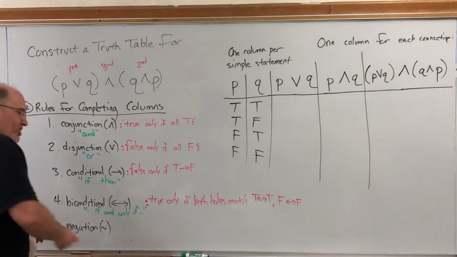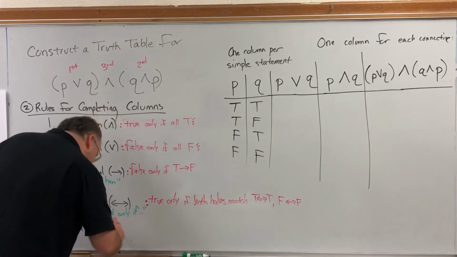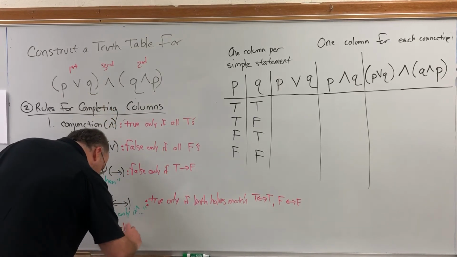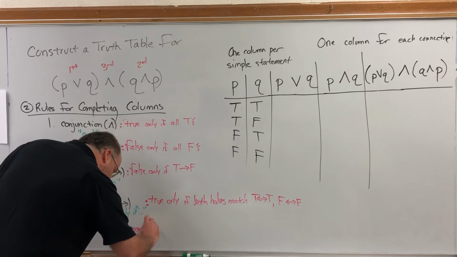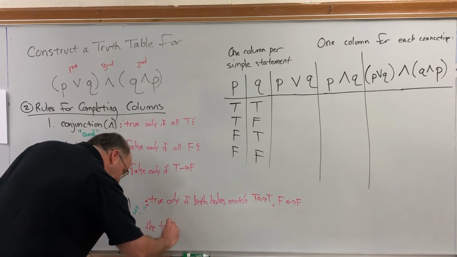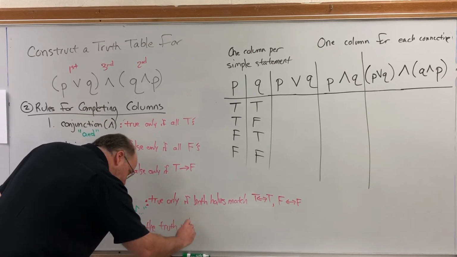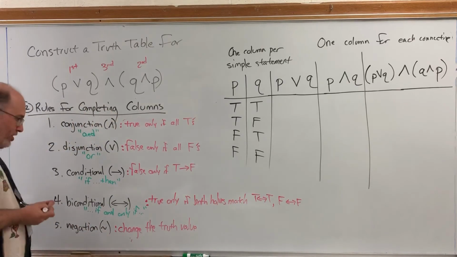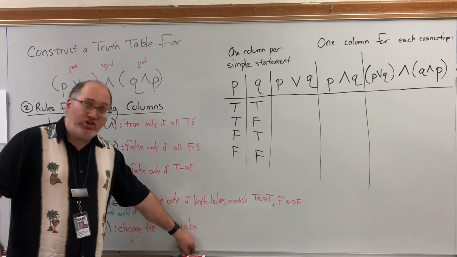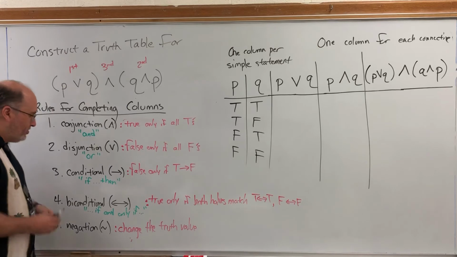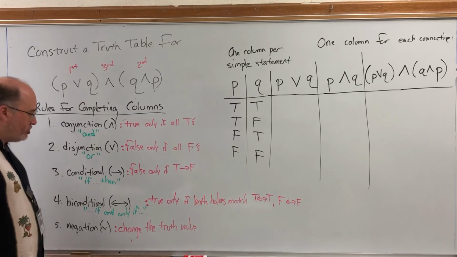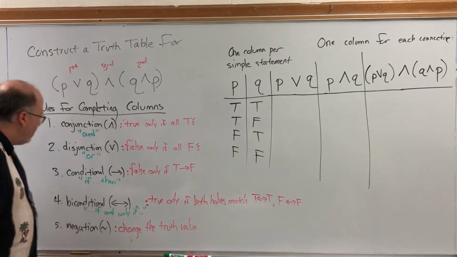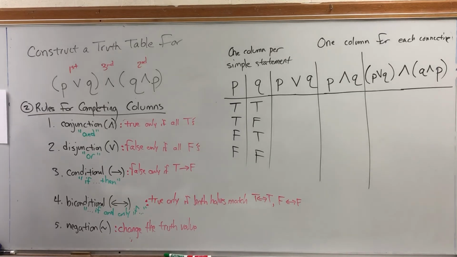And the rule for negation is easy. The rule for negation is you just change the truth value. So if a statement is true, then its negation is false. And if a statement is false, then its negation is true. By knowing and using these 5 rules, we can complete every column in that truth table.